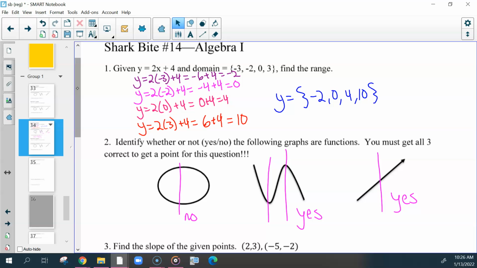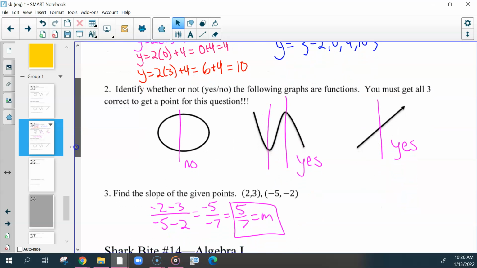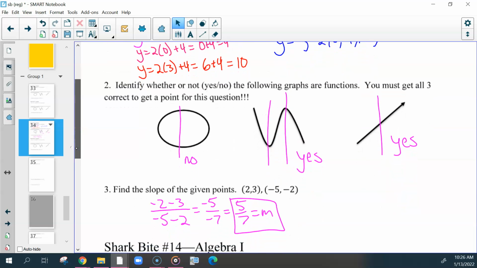For number 2, you had to decide if these were functions or not. You could use the vertical line test. For the vertical line test, if it touches at more than one place, it is not a function. If it doesn't touch at more than one place when you draw your vertical line, then it is a function. So this would not be, and these two would be.